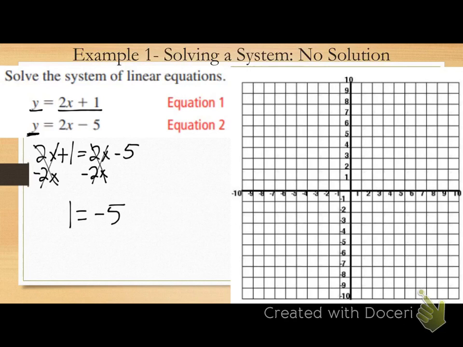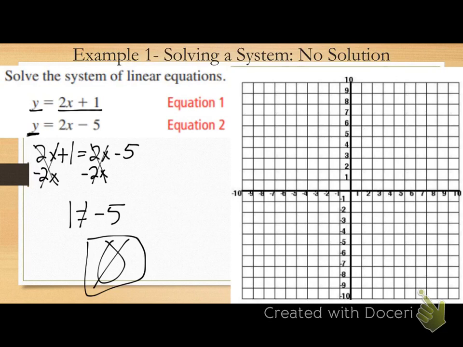So, we've got to look at the statement that's left over. 1 equals negative 5. Is that true or false? False. If your variables cancel each other completely out, you're left with a false statement. We already know the answer, but what is it? No solution. So, variables cancel each other out, you get a false statement, no solution, if you're solving using substitution. Everyone okay with that?